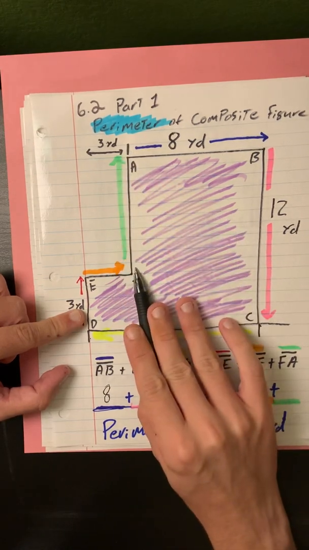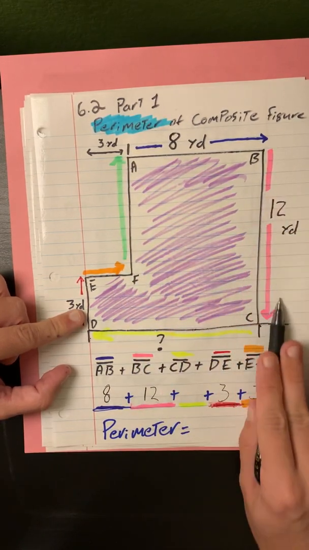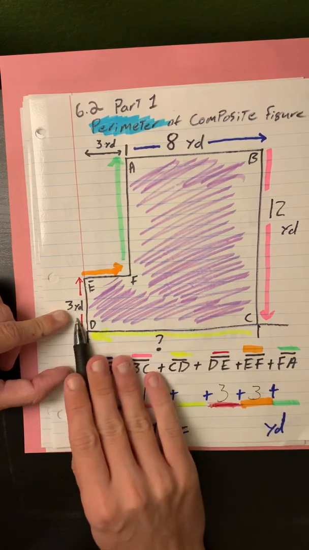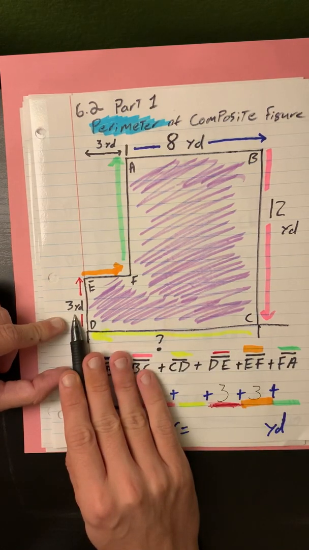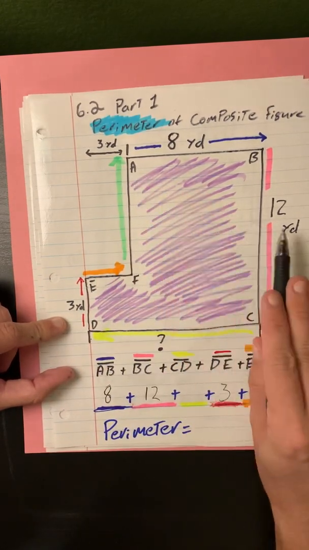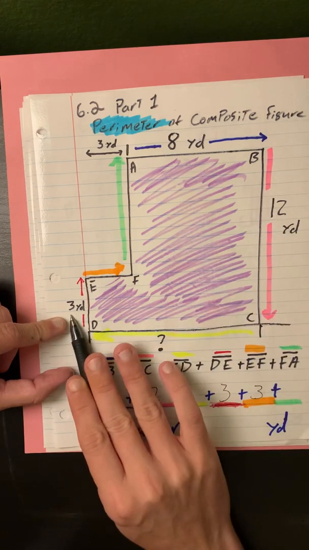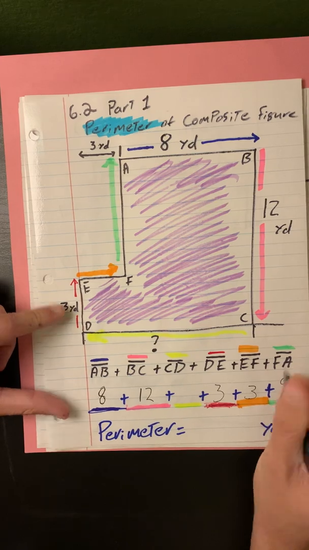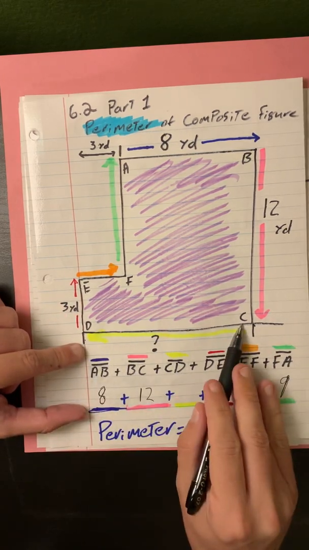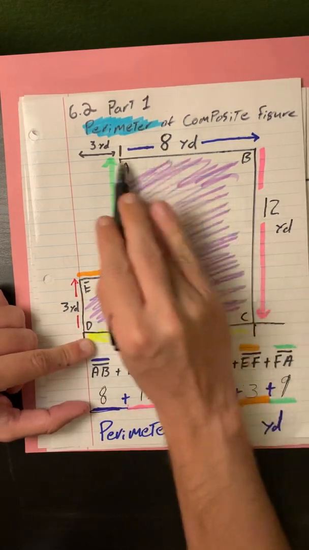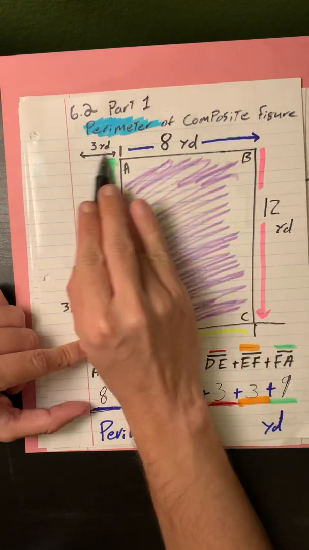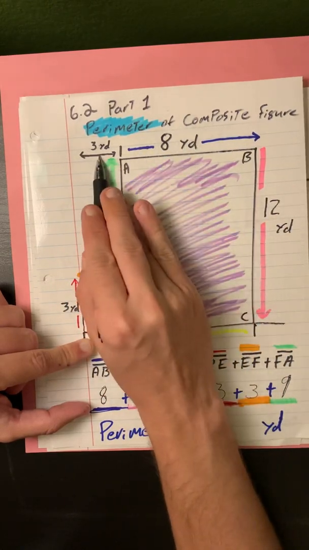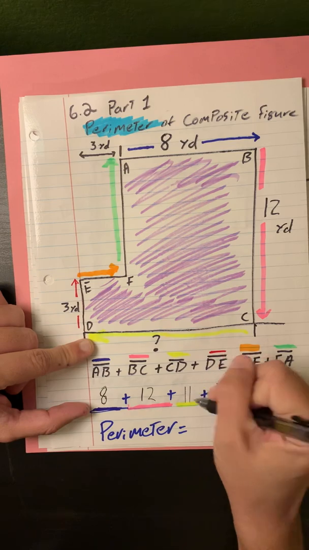So let's start with my green line, FA. That is parallel to my 12 yards over here, but I have to take 3 yards away. So F to A would be 12 minus 3. 12 minus 3 is 9. And lastly, D to C, that's parallel to my top, which is 8 yards plus 3 yards. So 8 plus 3, that's 11 yards.